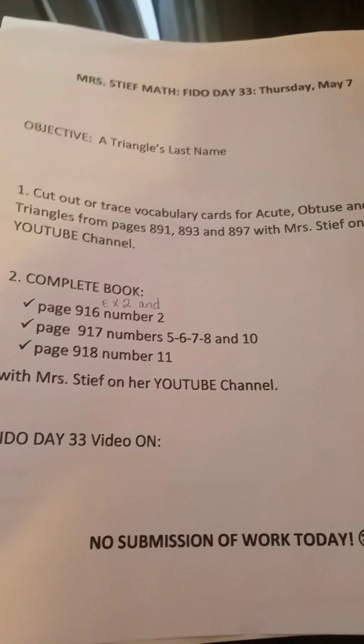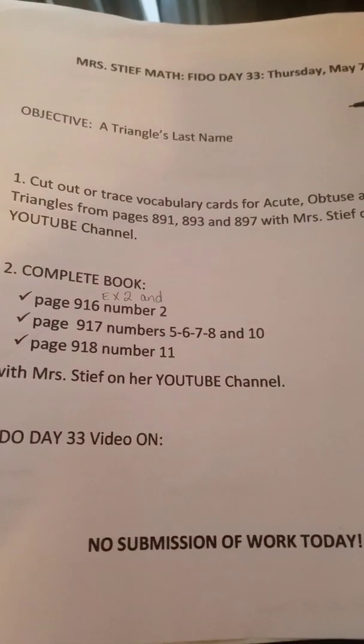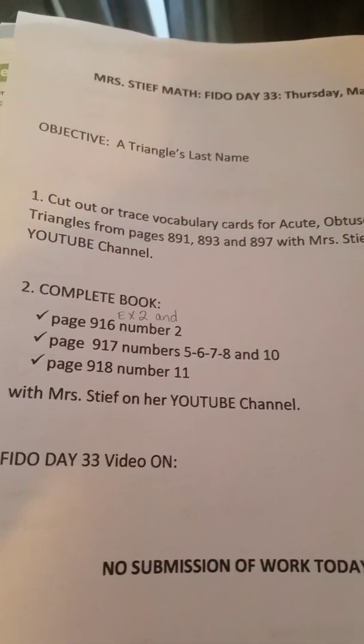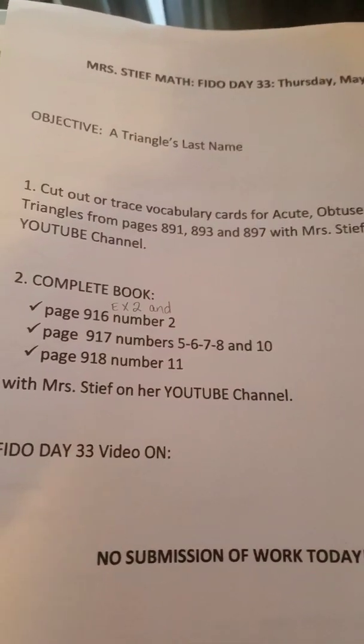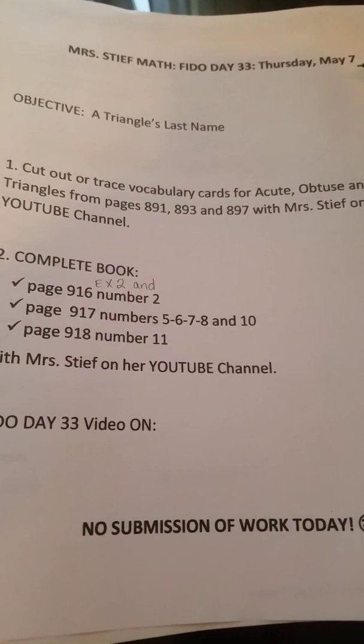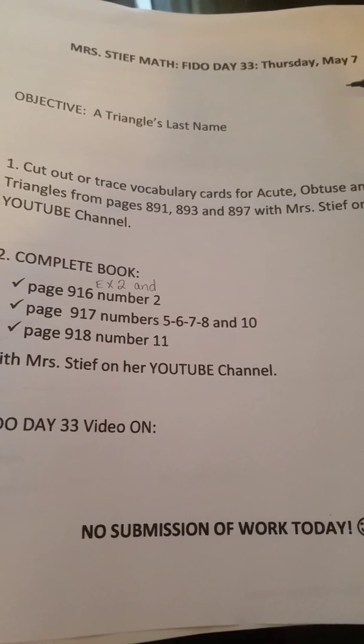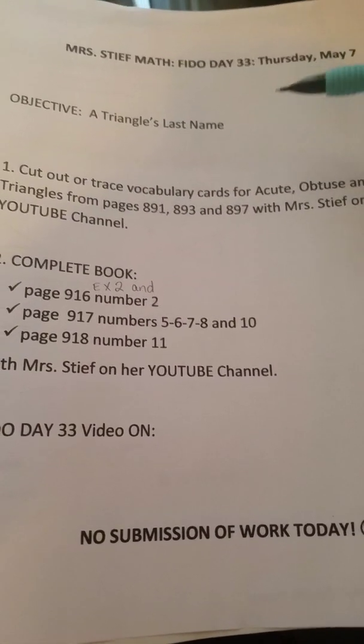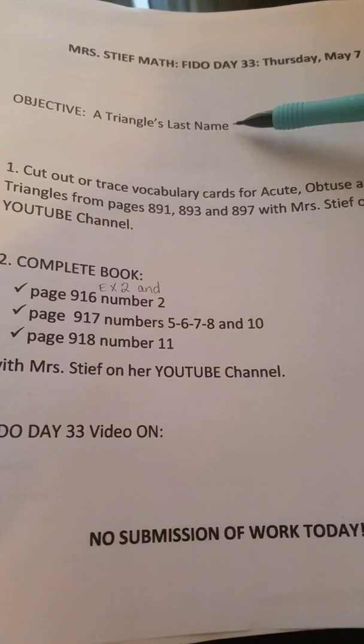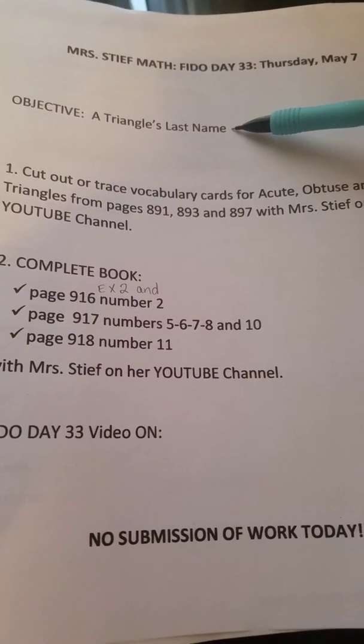Yesterday, we talked about a triangle's first name. Every triangle has a first name and a last name. Yesterday, we talked about the first name, which is either scalene, isosceles, or equilateral. Today, we're talking about a triangle's last name.